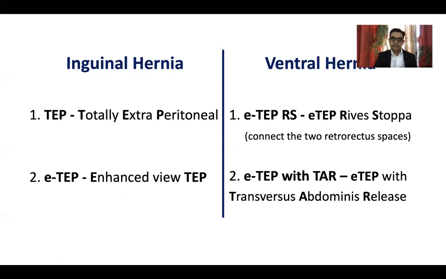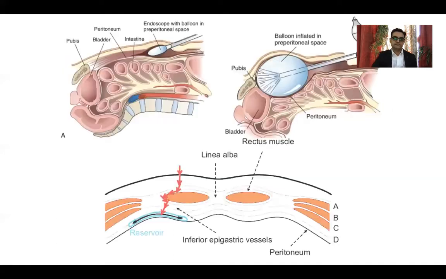So for inguinal hernias, what we use is a TEP, that is a totally extraperitoneal repair. It can be ETEP. In ETEP, the added E is enhanced view TEP. Or for ventral hernias, we can use it as ETEP RS, that is ETEP Reeves-Topa. ETEP Reeves-Topa with TAR means ETEP with a transversus abdominis release.